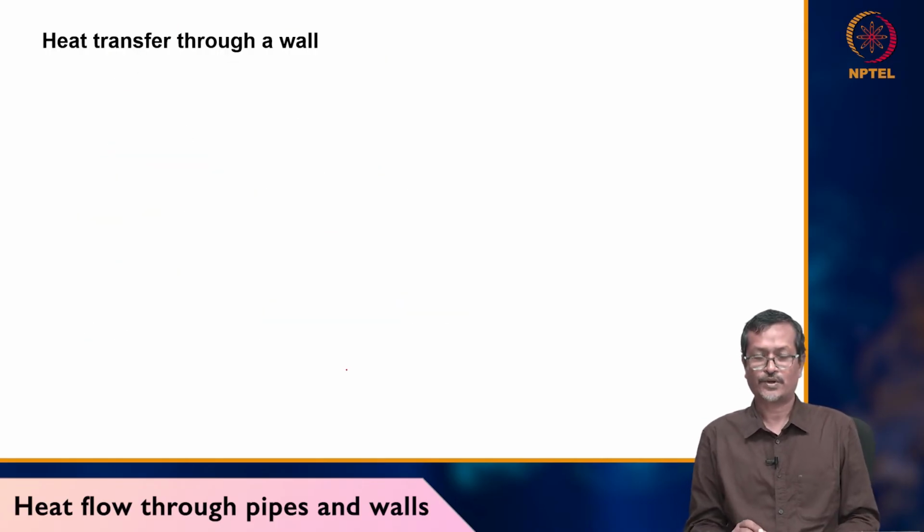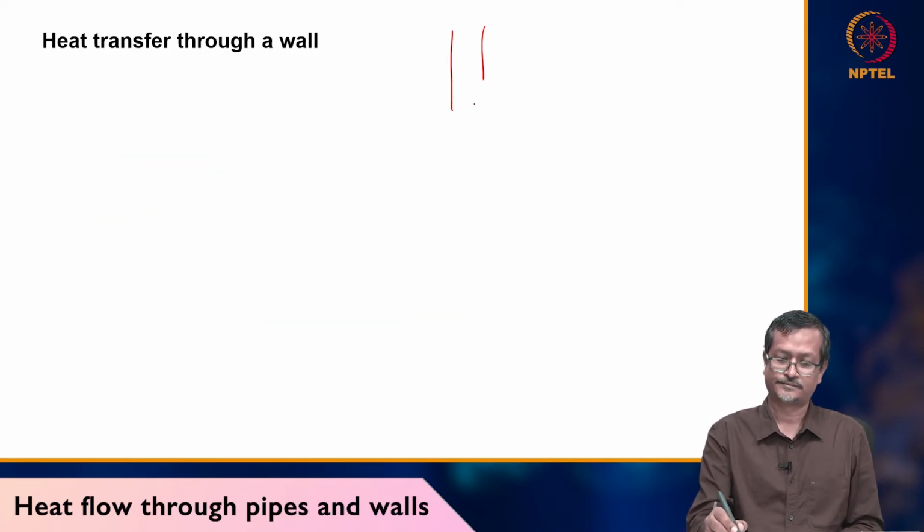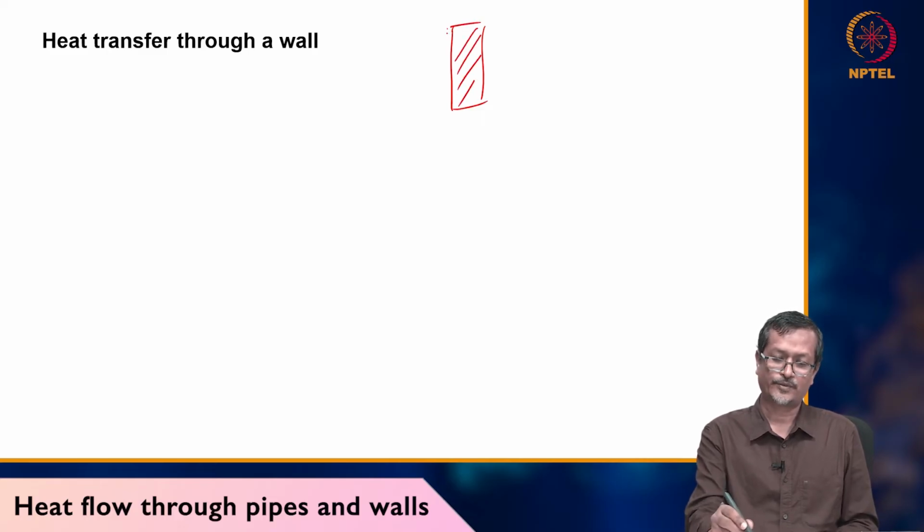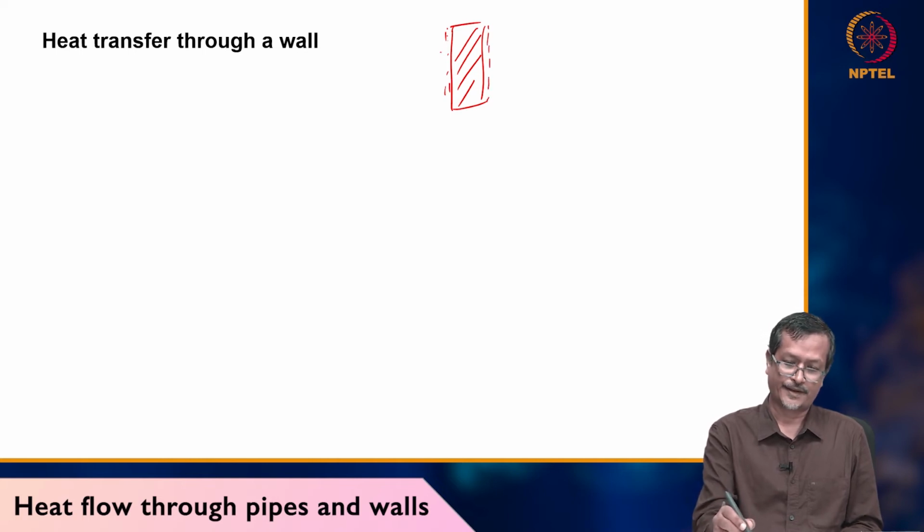So, heat conduction through a wall. You have a wall. Now, what will happen? There will be one boundary layer on both sides. And through the boundary layer also some gradient will be created.